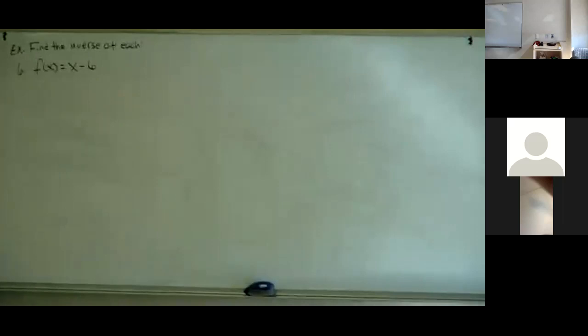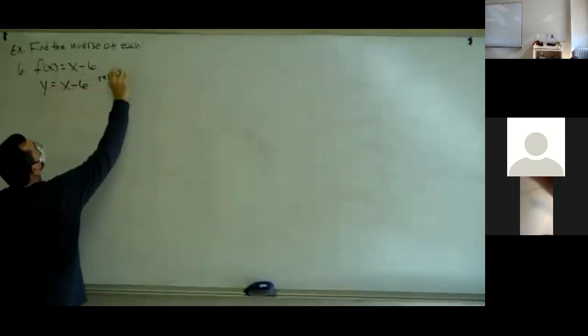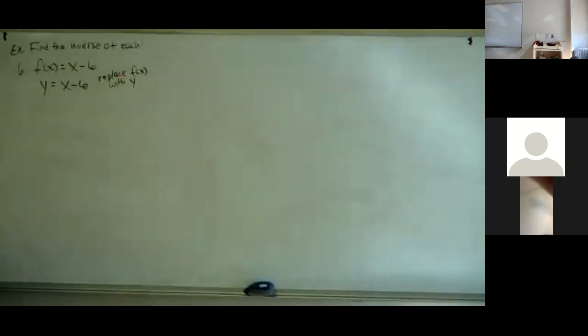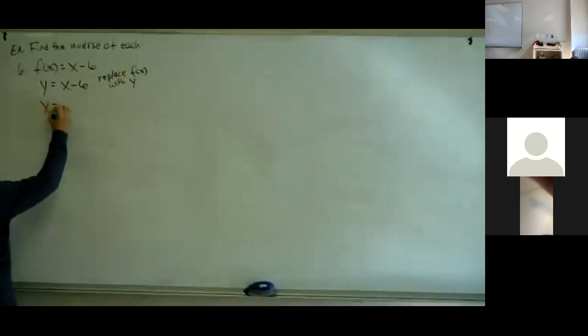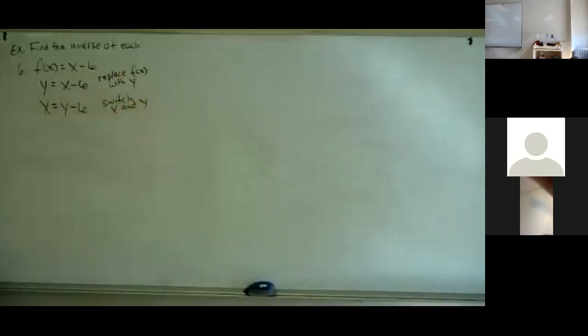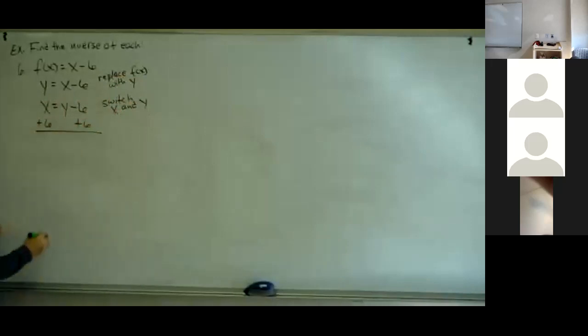So this one wasn't bad. First thing I said I'm going to do is replace the f of x with a y. And then I'm going to switch them so that I get x equals y minus 6. All right, now y'all just solve that for that y. So this one has one move. Did you just add a 6? I add 6 to both sides. So I get an x plus 6 equals my y.